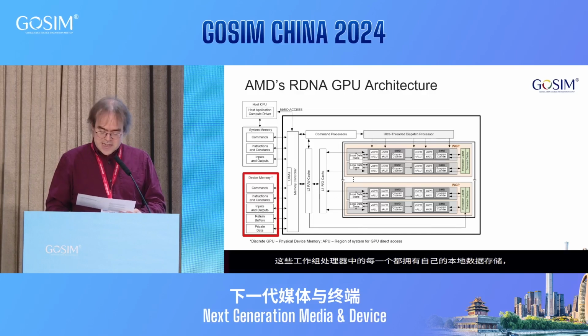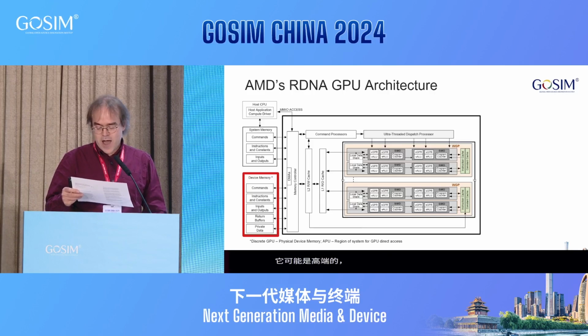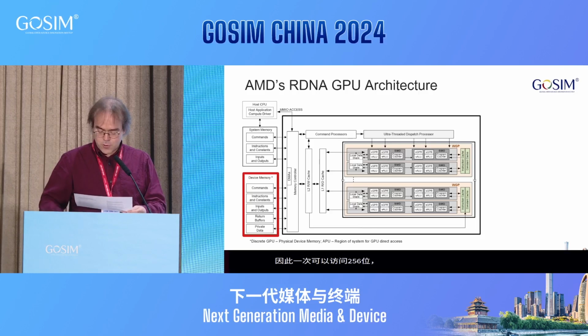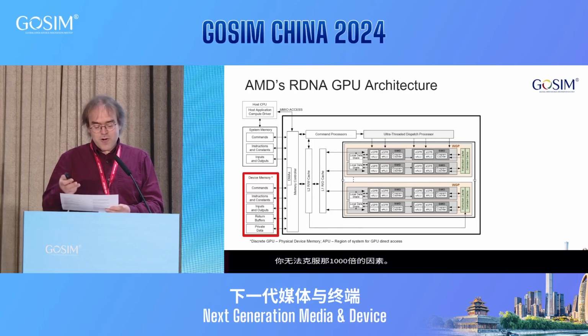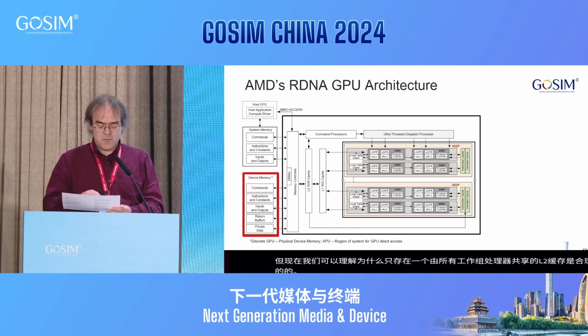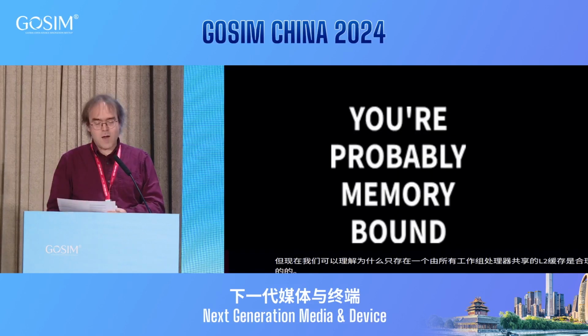But now we can see why it's reasonable for there to be only one L2 cache shared by all those workgroup processors. When the L2 cache misses, it's going to talk to that device memory, and there's no point in having any more L2 caches than it takes to keep the device memory busy. If you added more, they would just wait. You could have spent that silicon doing something useful, like adding another workgroup or giving them all more local storage. And again, it shows how crucial it is for the developer who's programming the GPU to figure out how to keep all their computation in local memory. Because if all those workgroup processors are hitting device memory, you're probably memory bound.